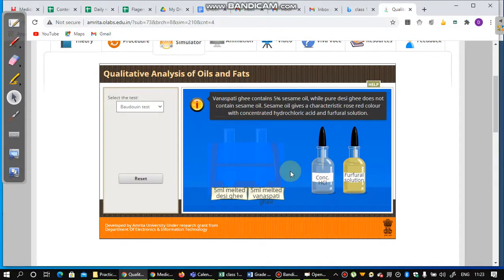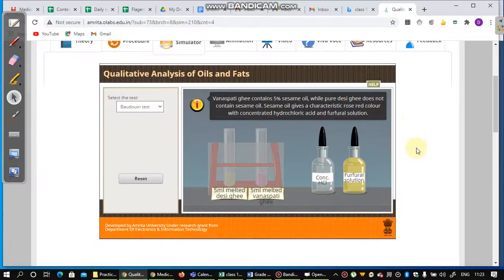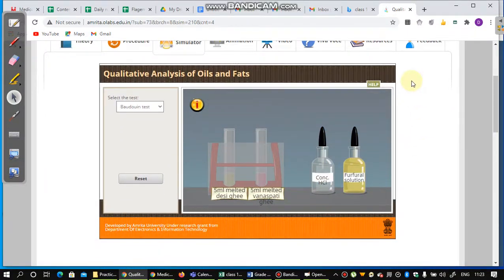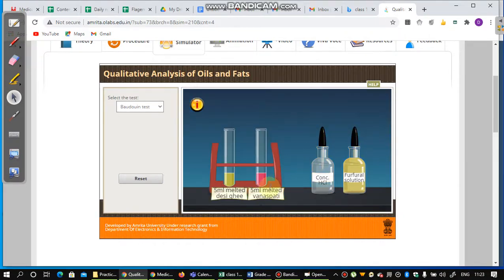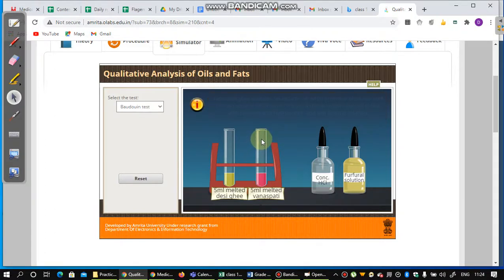Vanaspati ghee contains 5% sesame oil, while pure desi ghee does not contain sesame oil. If you look over here, your vanaspati ghee test tube has changed to a pinkish color. But in the case of desi ghee, there is no change in the color. So this shows that vanaspati ghee contains sesame oil, but desi ghee does not.